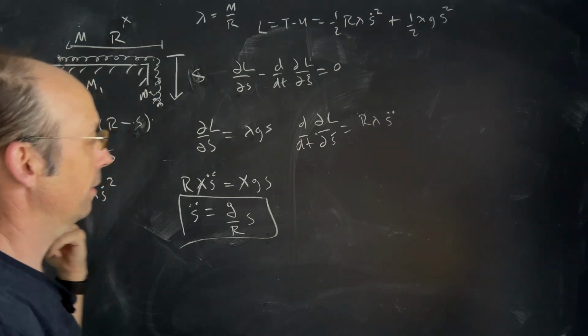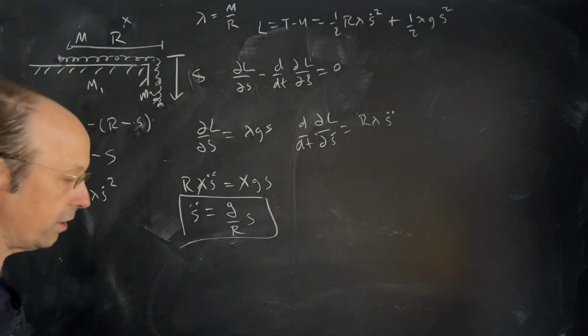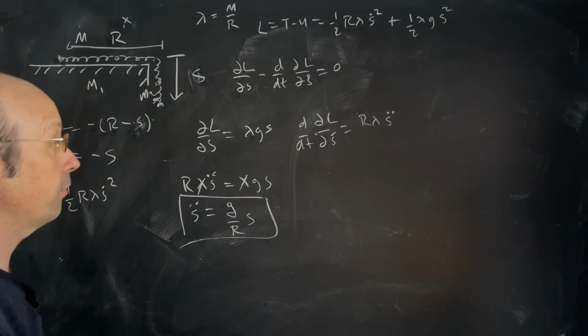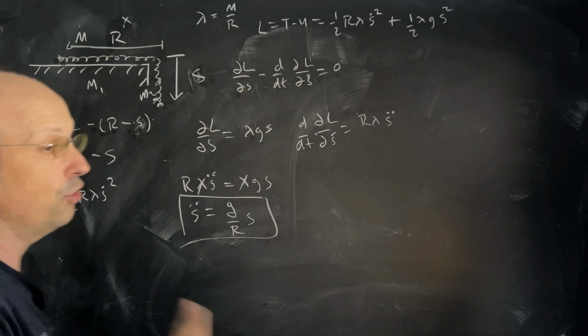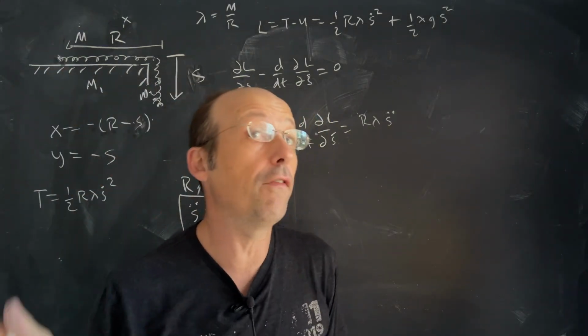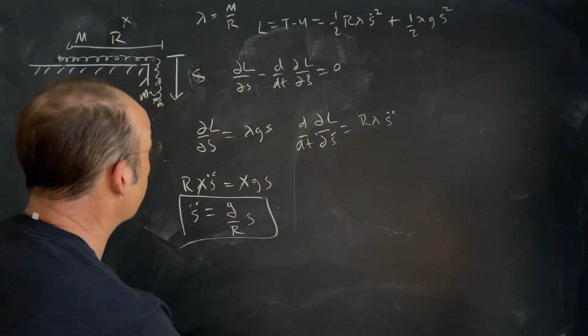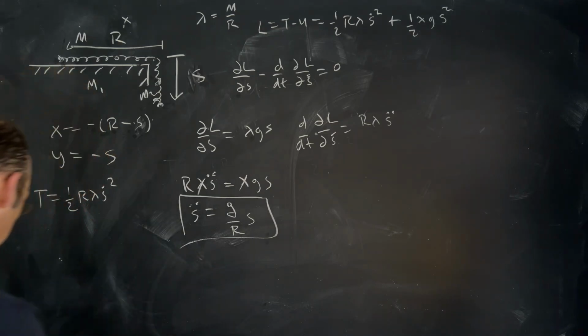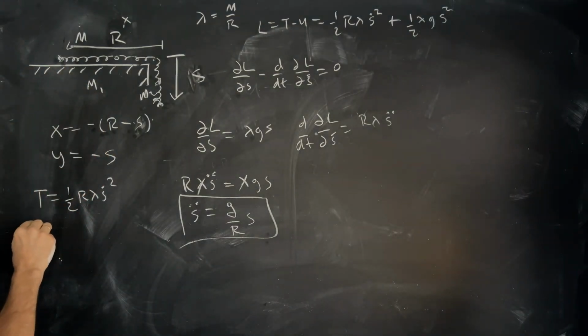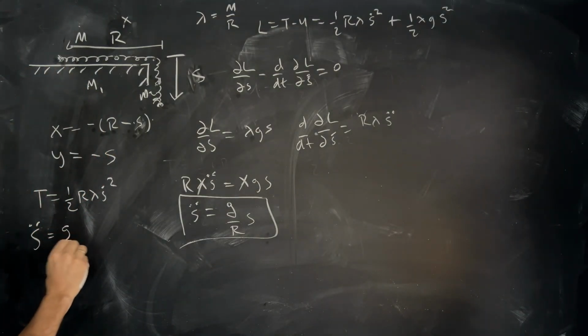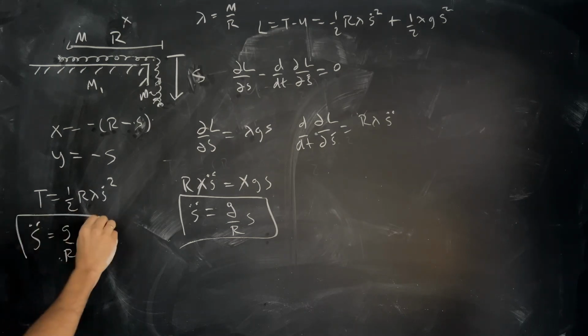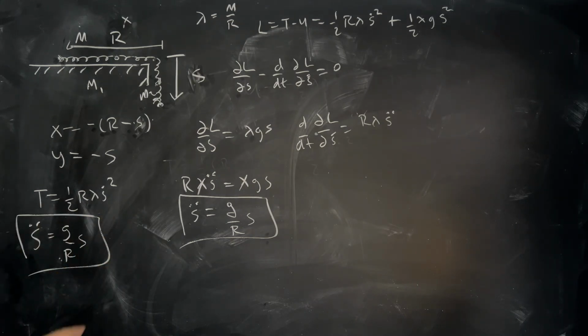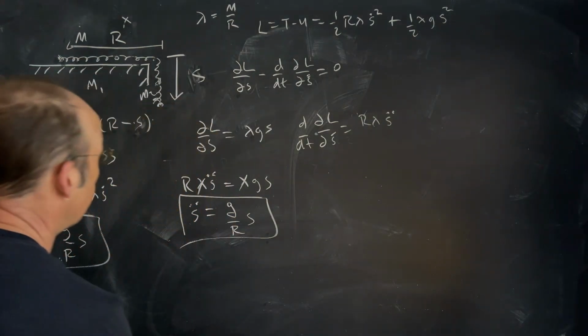We can solve that. That's a solvable differential equation if we make a little bit of some guesses. You could do that numerically, but I'm going to solve it fully because I think it'll be fun. So I'm going to write this over here: s double dot equals g over r s. That's my differential equation.